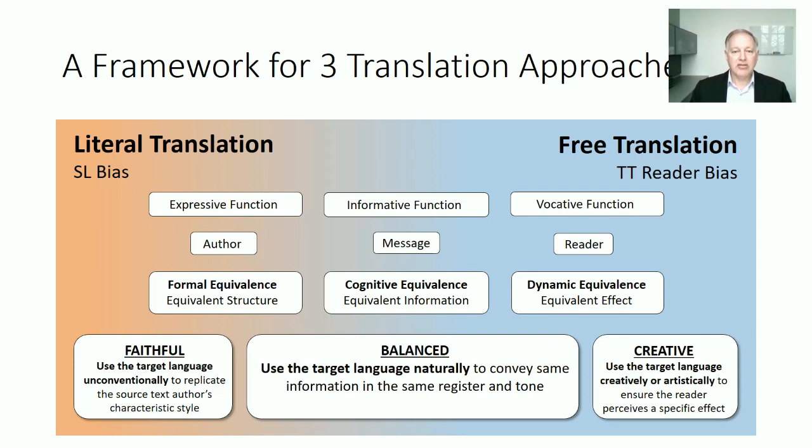In the middle and the bulk of text, we have using target language naturally, that balanced approach. This targets both cognitive and mostly dynamic equivalence. So what's important is the message, fidelity to the message, but also reader expectations. So we're hitting on both the informative and the vocative functions. And then the other extreme, the very extreme free translation side of the spectrum, would be the creative approach, where we're using the target language creatively or even artistically. So think maybe of translating a song lyric, right? It really is a creative endeavor.